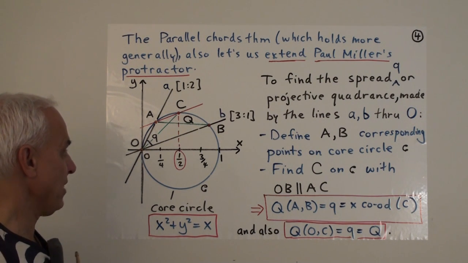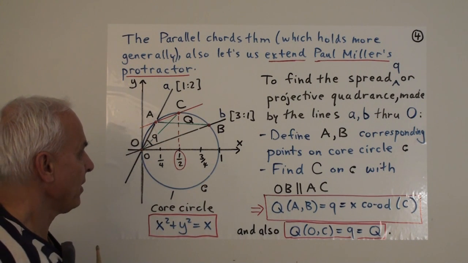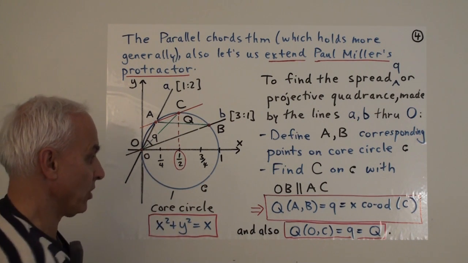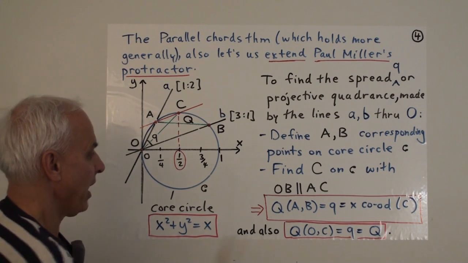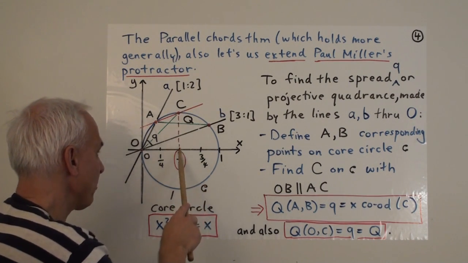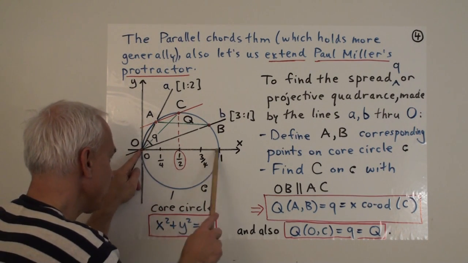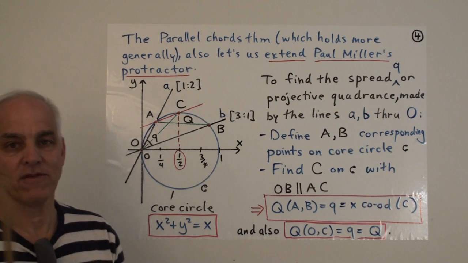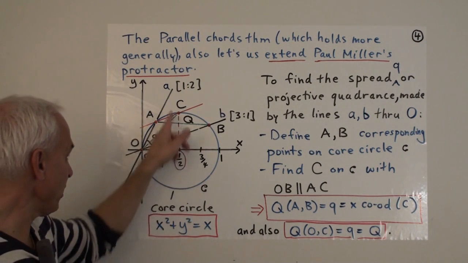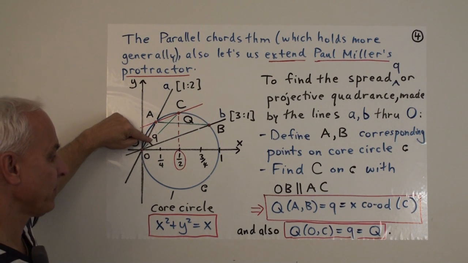And then the quadrance between A and B is what we're interested in, which is Q, and that's the x-coordinate of the point C. In other words, we just drop that point C down onto the x-axis and read off on our linear scale from 0 to 1 what the value is. The x-coordinate of that point C is this projective quadrance, little q.